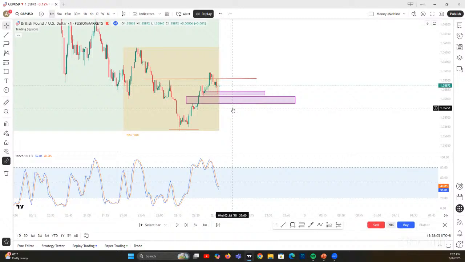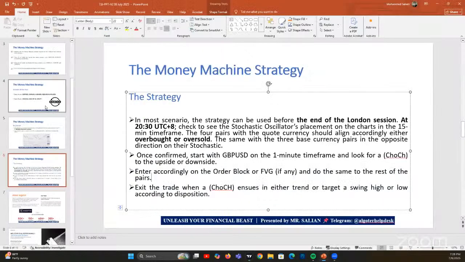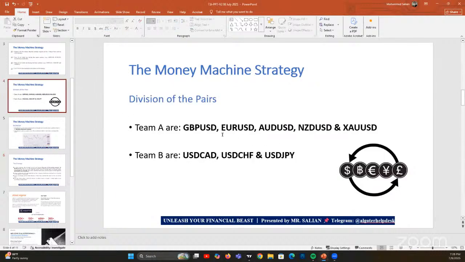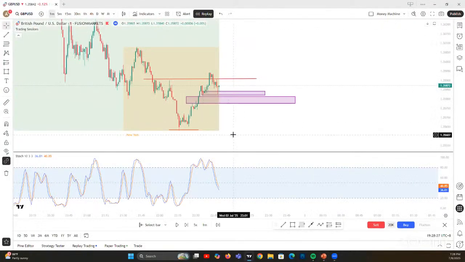So take it. Now we did the GBP USD, and for sure you can also do the same on the rest of the pairs. Euro USD, do the same to Euro USD, do the same to AUD USD, NZD USD, and gold. And to the rest of the Team B if you like. But I'm just giving you the real strategy here.